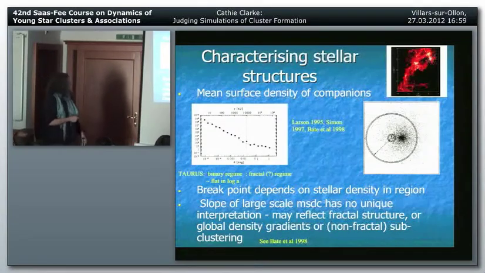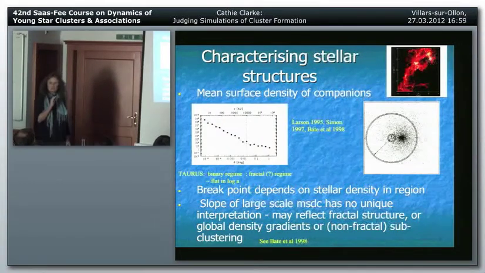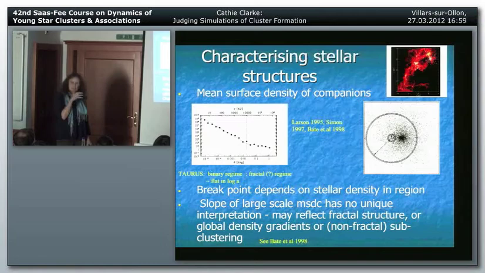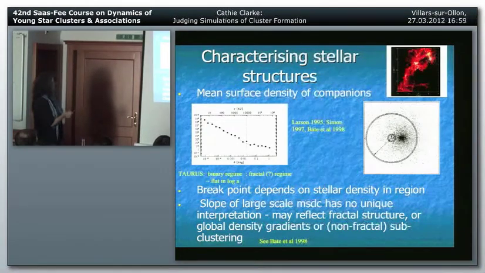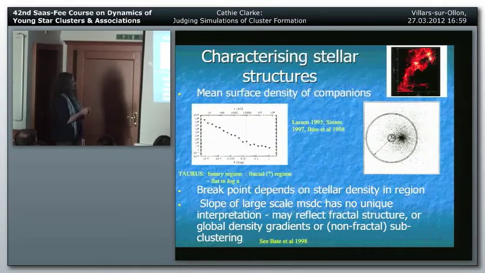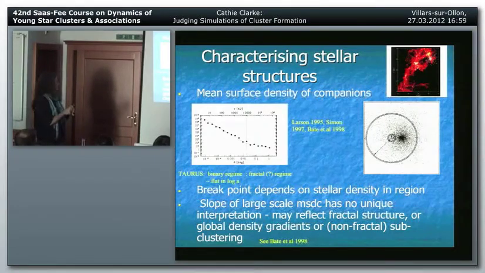And what you get from that is, here you're basically mapping the distribution of binaries. If you took a binary distribution that was flat in log a, which isn't quite the same as a Gaussian, but not that far off, you'd actually get a -2 slope here, which is pretty close to what you get. So this is an exercise that has been done in Taurus, taking the mean surface density of companions and plotting it against the separation on the sky. So that's the binary regime out to about 10,000 AU.